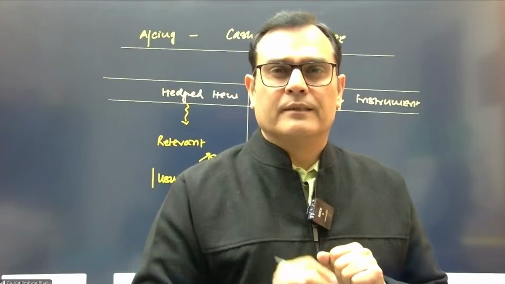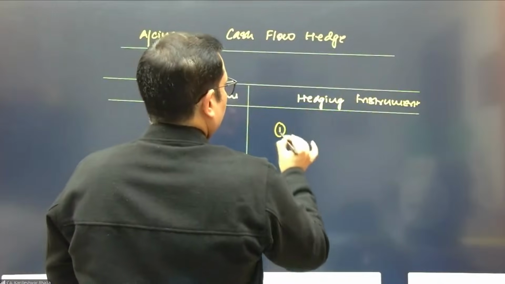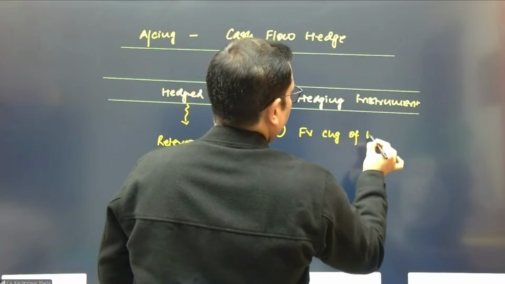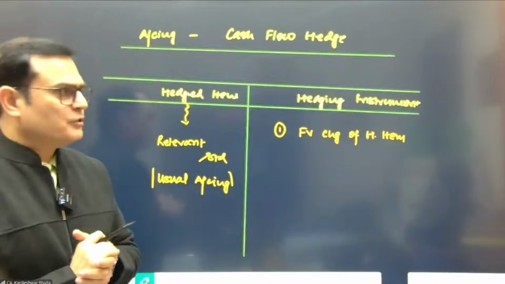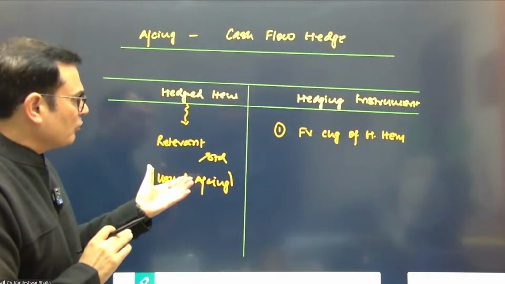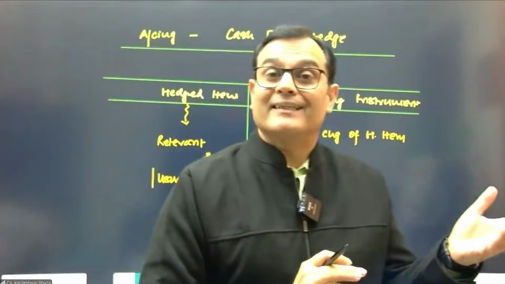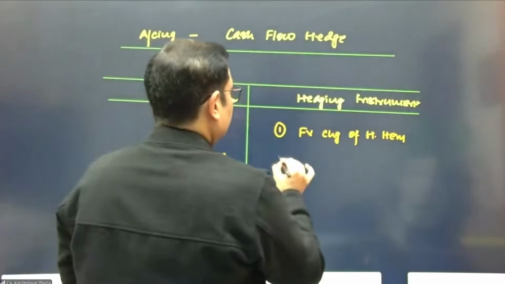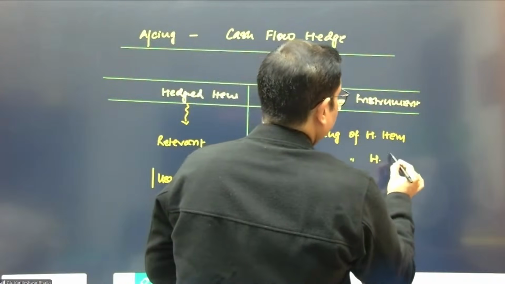Now comes the hedging instrument. In this particular case, see this carefully. I will calculate the fair value changes of the hedged item. But you said that the fair value change is not to be accounted for. Yes, I said that. I will only compute. I did not say I'll account. I will calculate the fair value change of the hedged item, and I will calculate the fair value change of the hedging instrument.